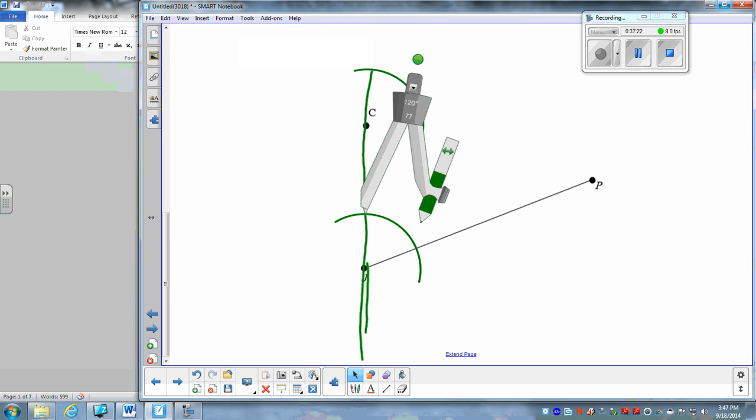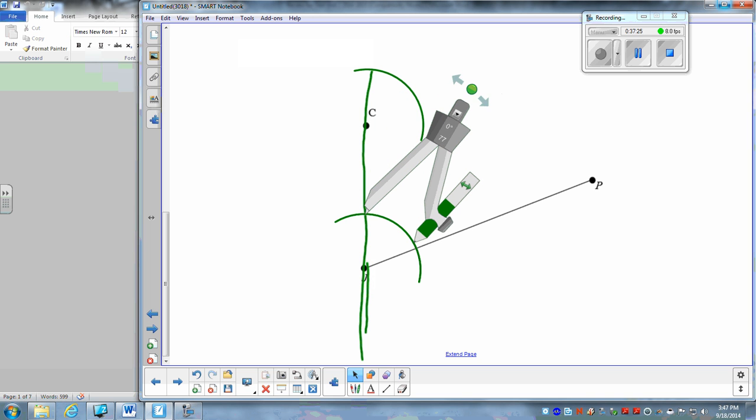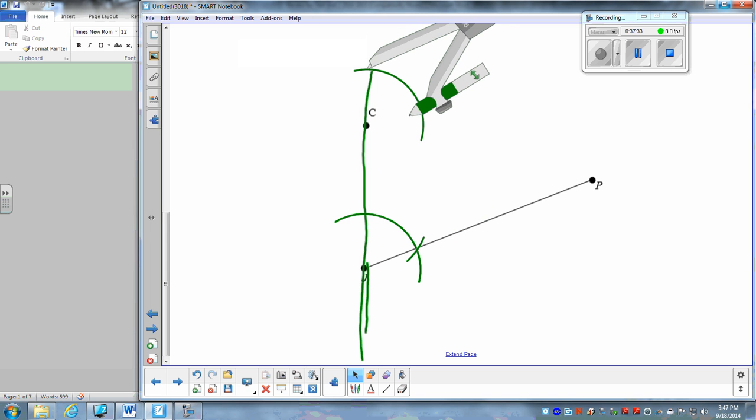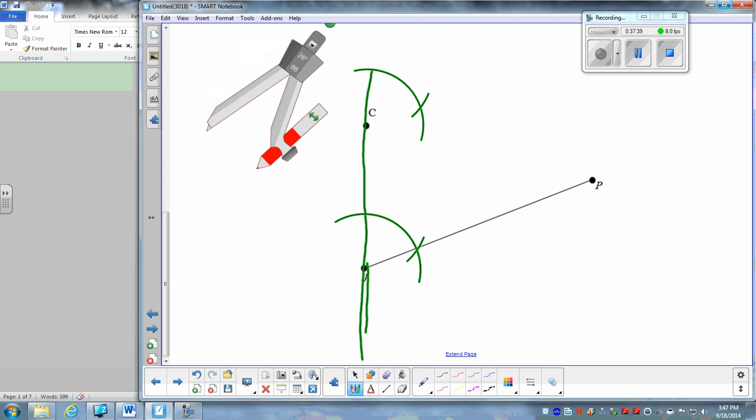Put my compass where my arc intersects with the line I drew in. Pencil goes on the point where my arc intersected my line, and I draw the arc. Moves up to where my arc intersected my original line. Draw that little arc, same little arc, and connect. And there we have our parallel line.